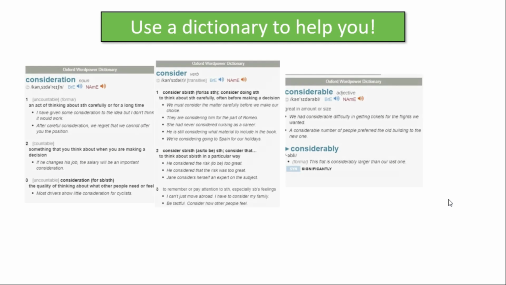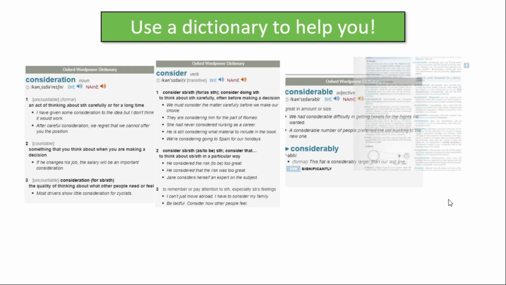So you can use a dictionary. Here you have, for example, some extracts from dictionaries. For the word consideration, we have consideration, consider, considerable, and considerably. This shows us the various forms for the word family, which is under the family of consider or consideration.